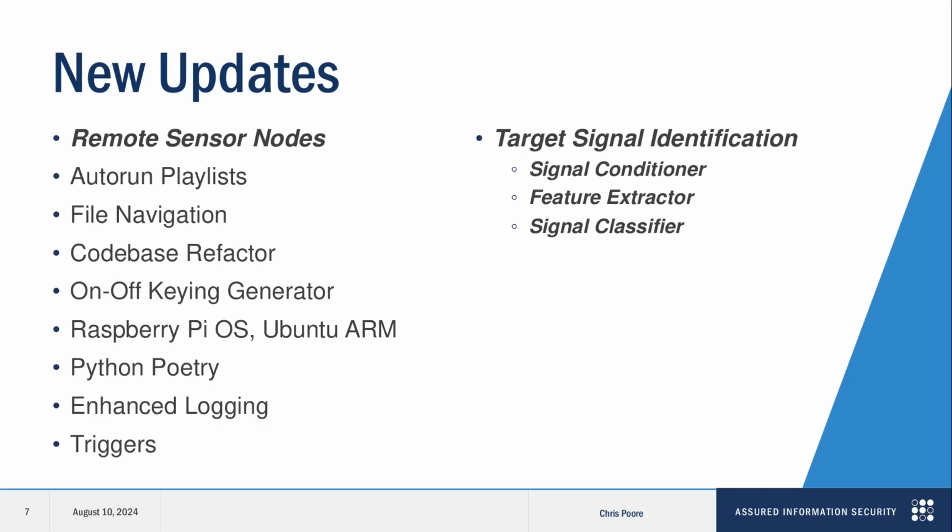I've added an on-off keying generator. So if you want to quickly test simple devices like a garage door opener or something on a remote, you can prototype that pretty quickly and save it to a file. We've added installation setups for the Raspberry Pi and Ubuntu ARM. We were doing that on Orange Pi at Ubuntu ARM.